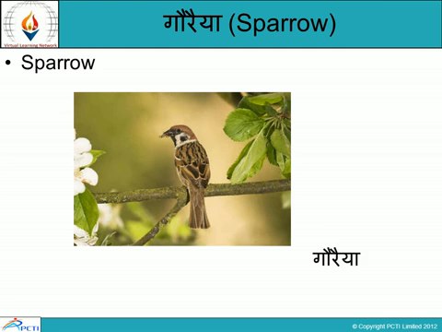Next one is sparrow. This is very rarely found now. It has become extinct these days. Sparrow, this is a small bird, but it is now in the endangered list. So this is called sparrow, and in Hindi we call it as goraiya. What do we call? Goraiya. Say it again. Goraiya.